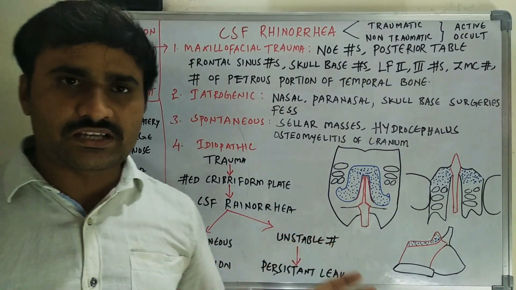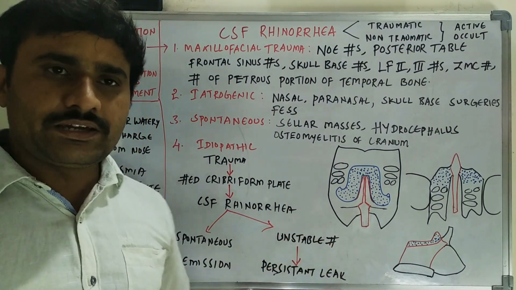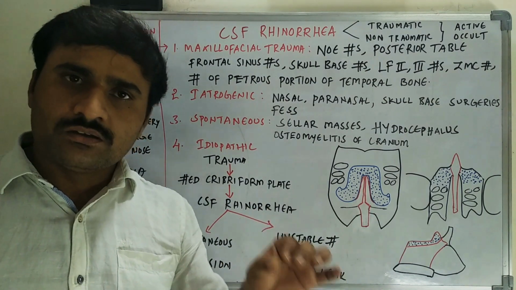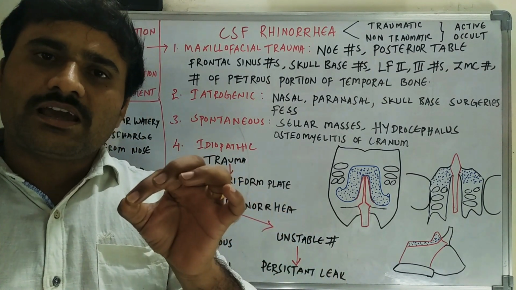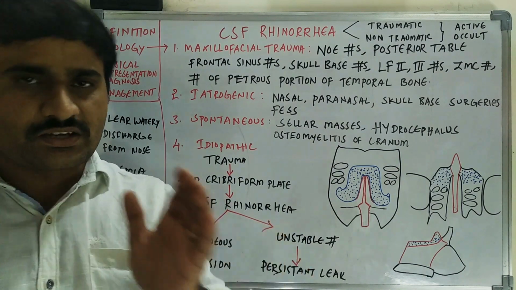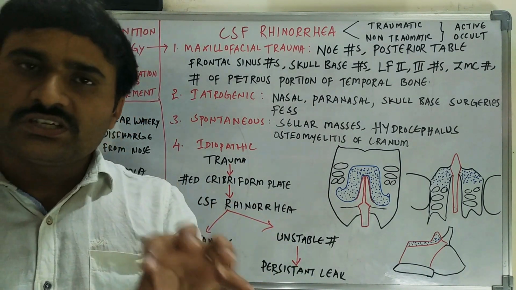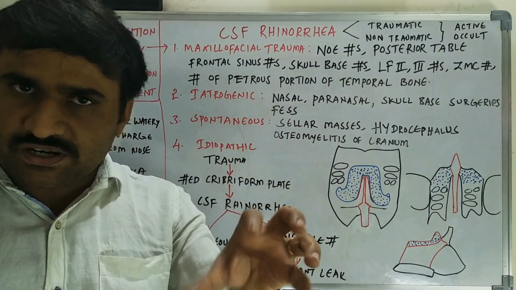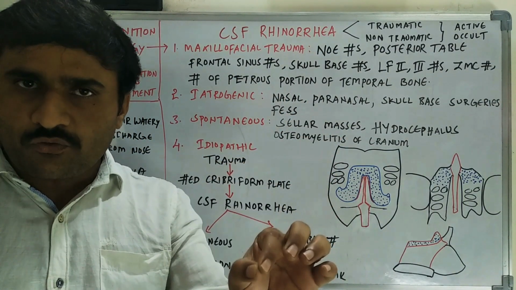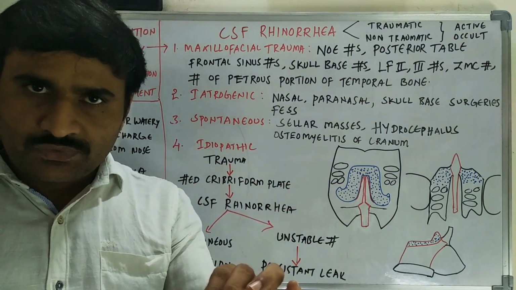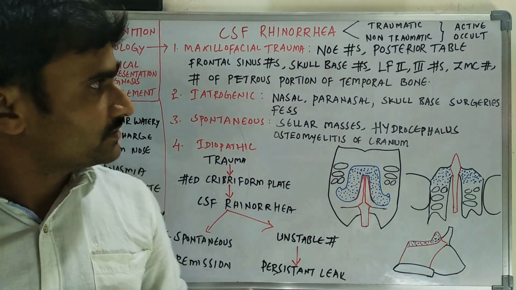In this video we'll discuss CSF rhinorrhea. It is leakage of CSF through the nose, right? If it leaks through the ear, then it is called CSF otorrhea. You know that CSF is a clear watery fluid which is present around the cerebral hemispheres and in the spinal cord also. It provides cushion and acts as lubrication for the cerebral hemispheres, right?